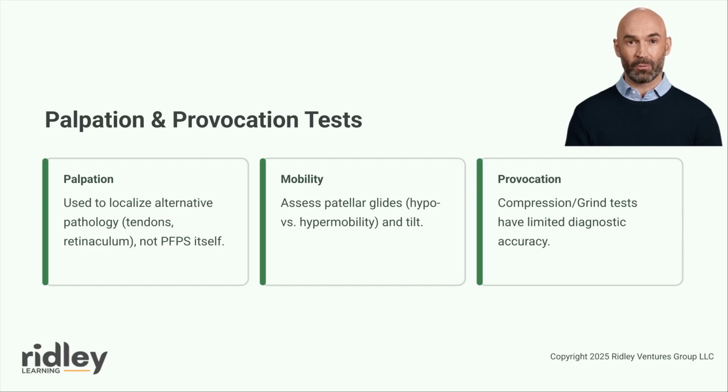Provocative tests aim to reproduce the patient's symptoms through mechanical loading of the patellofemoral joint. The patellar compression test applies direct posterior force to the patella with the knee extended, assessing for pain reproduction. The patellar grind test, also known as Clark's test, combines compression with quadriceps contraction, theoretically increasing patellofemoral contact pressure. While widely used, these tests demonstrate only moderate diagnostic accuracy, and a negative test does not exclude patellofemoral pain.